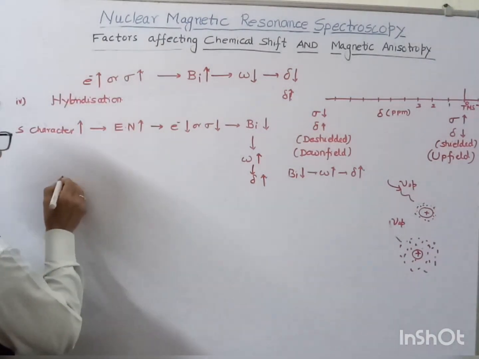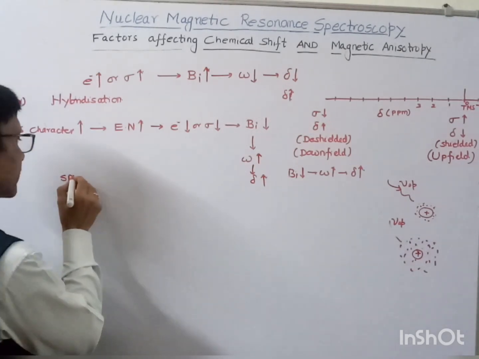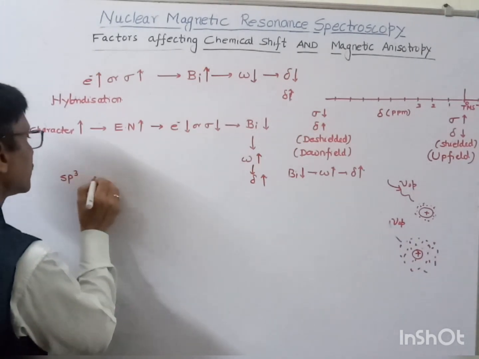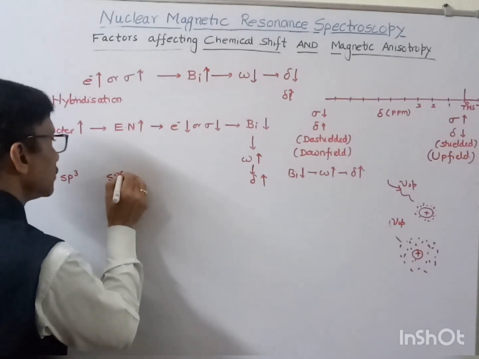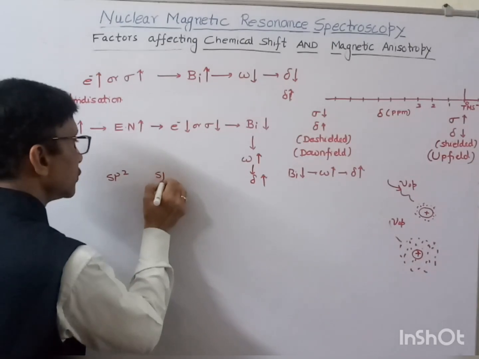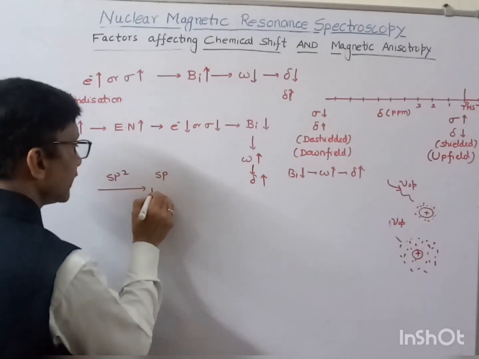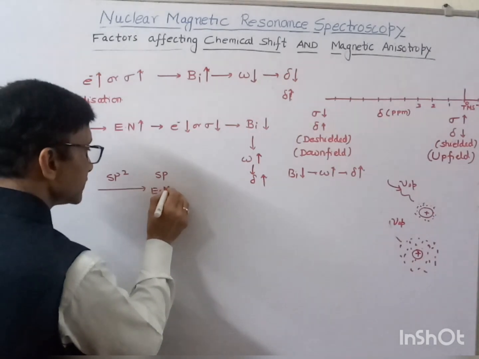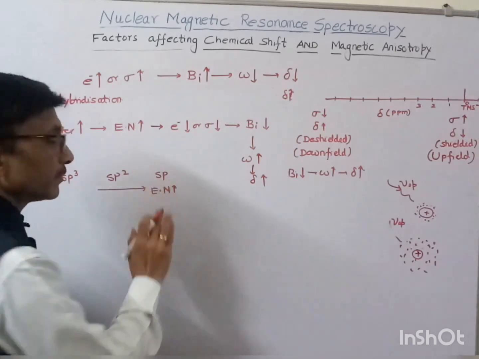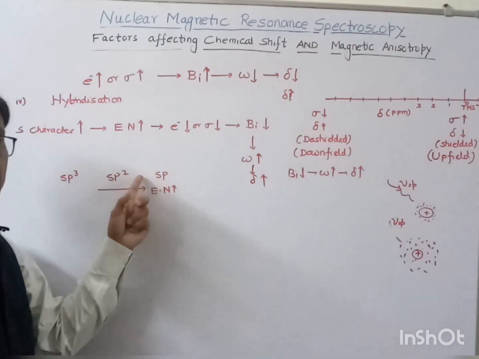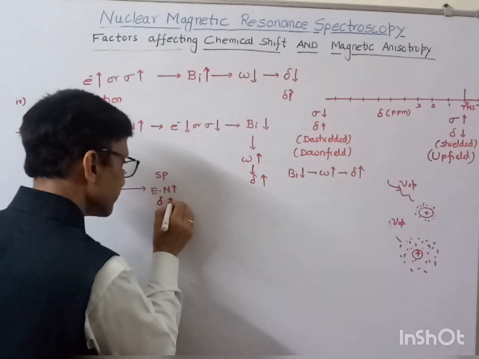For example, if any proton is connected to sp3 carbon, or to sp2 carbon, or to sp carbon, as you can see here, the electronegativity is increasing. If electronegativity is increasing, then for the proton in the neighborhood of the sp hybridized carbon, the delta value will increase.